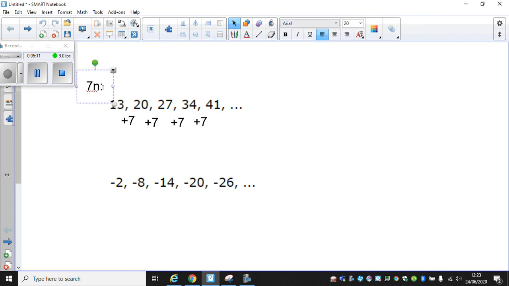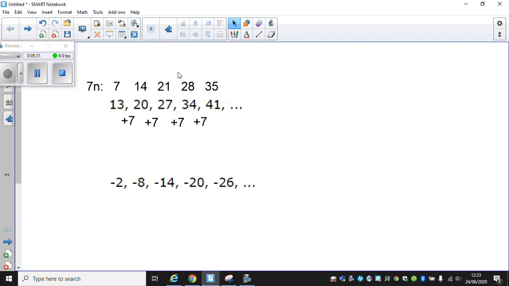Now, if I write down the sequence for 7n, it's just going to be the 7 times table: 7 times 1, 7 times 2, 7 times 3, 7 times 4, and 7 times 5. So that would be my 7 times table. What I'm going to do now is say, well, this is my 7 times table using the rule 7n. How do I get from the 7 times table to the sequence that we have down here?